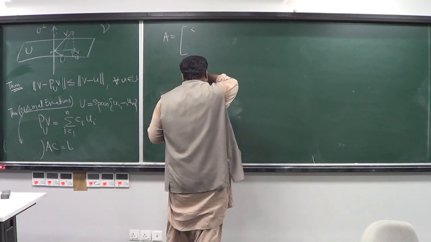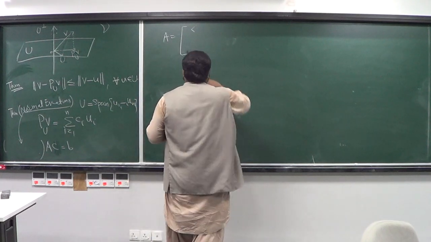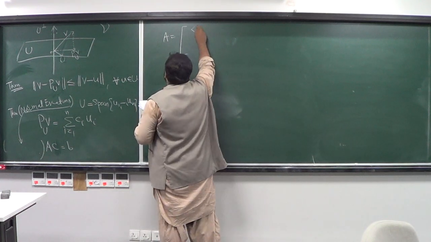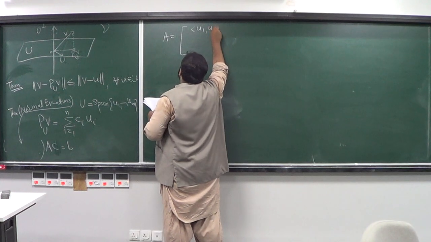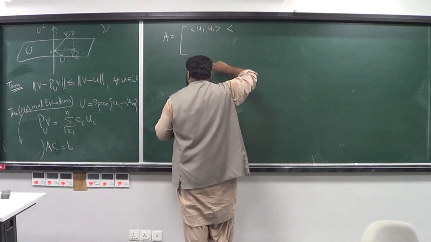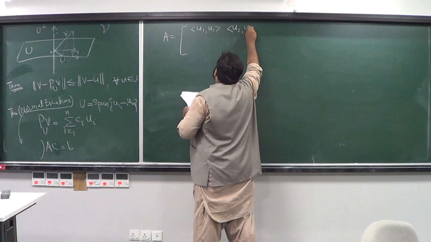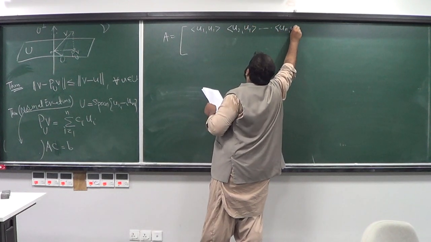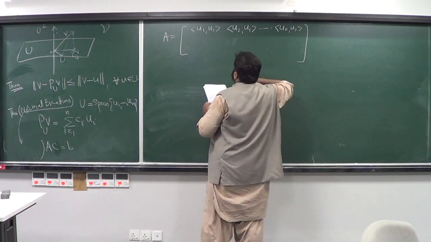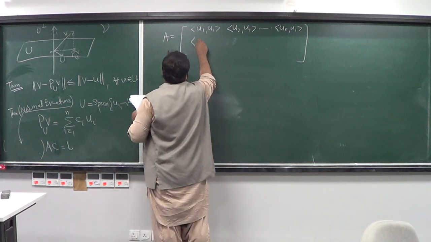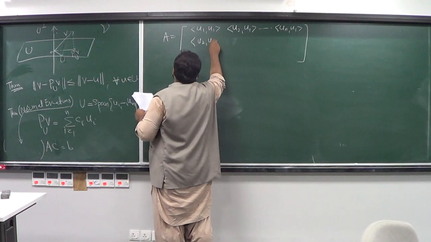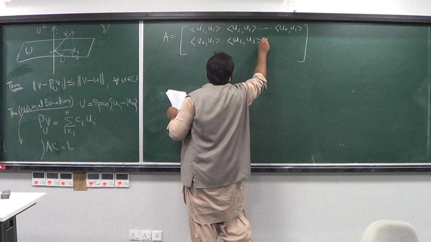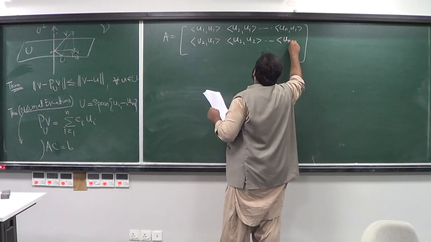is a matrix comprising these inner products. The first row of the matrix A is <U1, U1>, <U2, U1>, up to <UN, U1>, and the second row of matrix A is <U1, U2>, <U2, U2>, up to <UN, U2>.